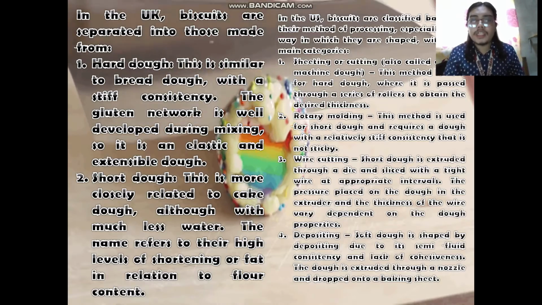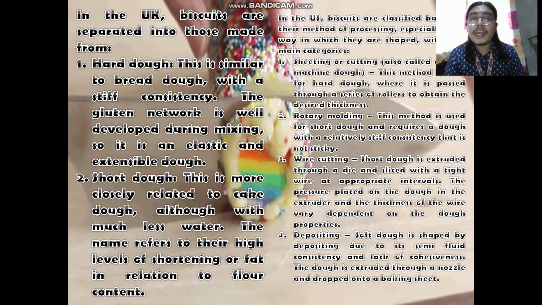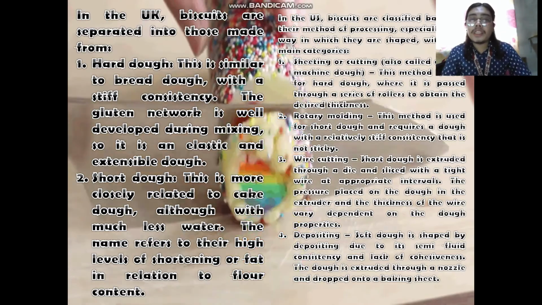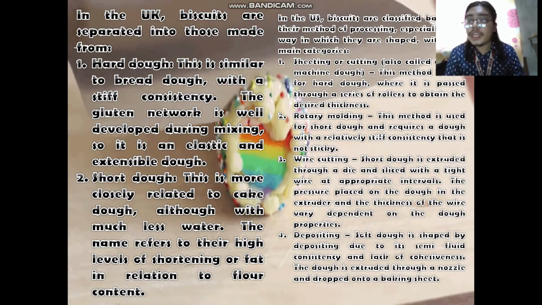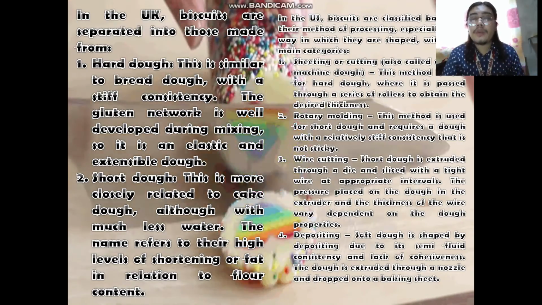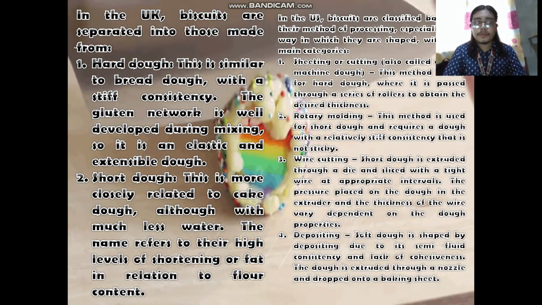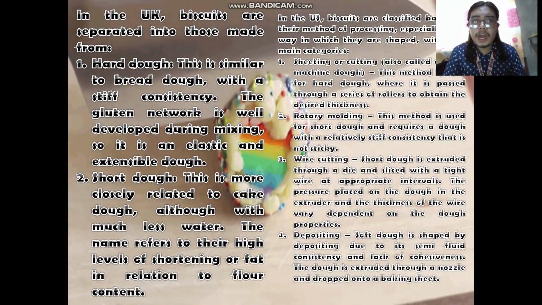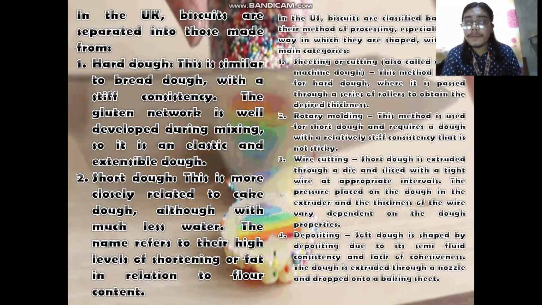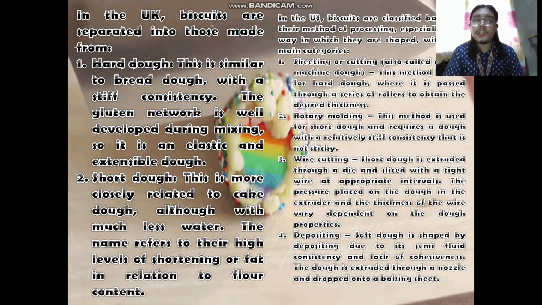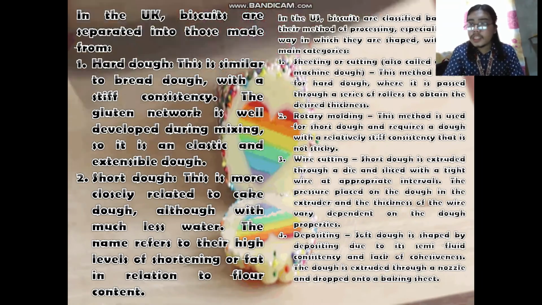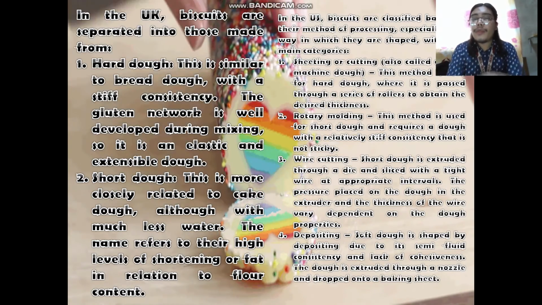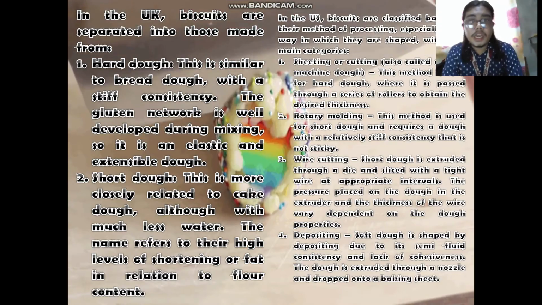Short dough is extruded through a die and sliced with a tight wire at appropriate intervals. The pressure placed on the dough in the extruder and the thickness of the wire vary depending on the dough properties. And number four, depositing. This is a method where the soft dough is shaped by depositing due to its semi-fluid consistency and lack of cohesiveness. The dough is extruded through a nozzle and dropped onto a baking sheet.